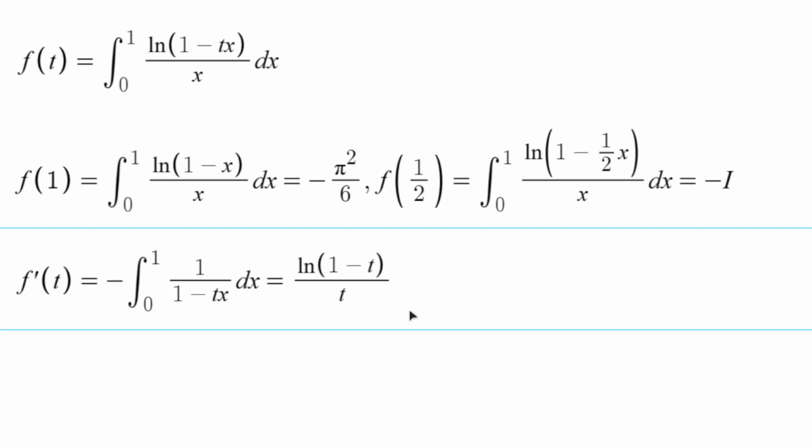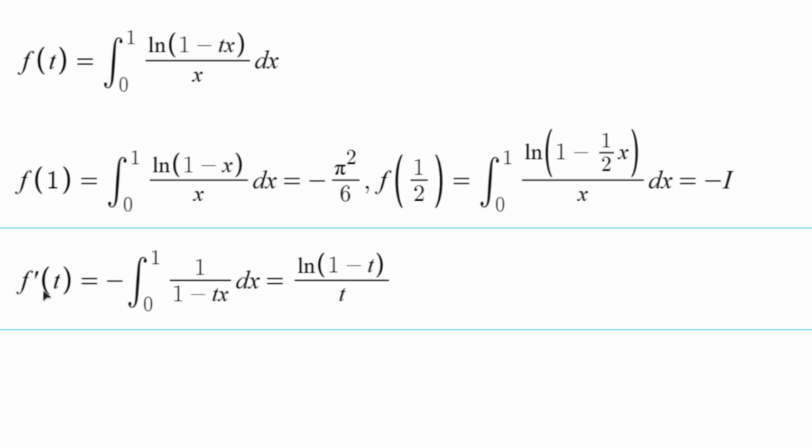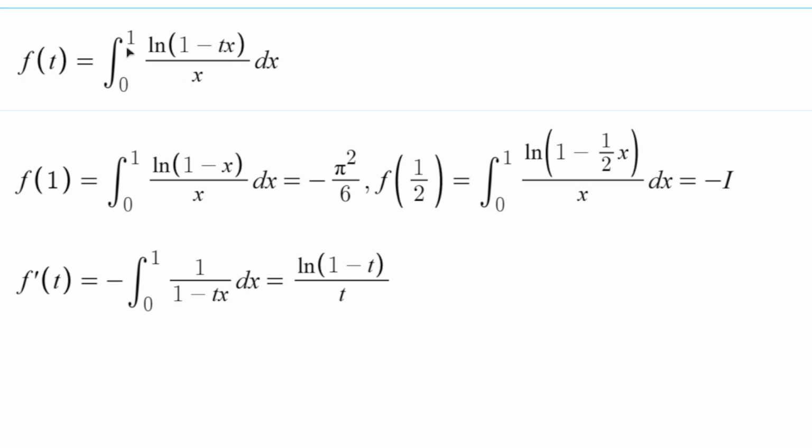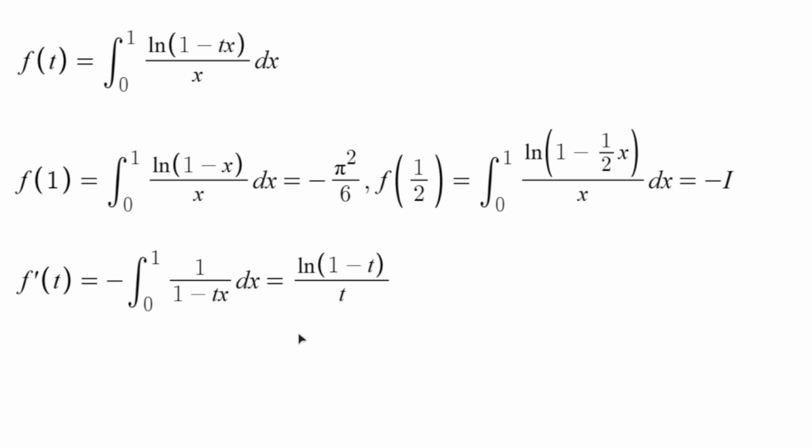Now, we're going to take f prime of t using the Leibniz rule for differentiation under the integral sign, which says we can take the derivative of this expression directly with respect to t by simply leaving the bounds of integration alone and taking the derivative with respect to t inside the integral sign. So we'll have f prime of t is equal to, this is what you get if you take the derivative with respect to t of this, and you'll have a negative sign there. And then if you evaluate that integral, which is easy enough, you'll get natural log 1 minus t over t.